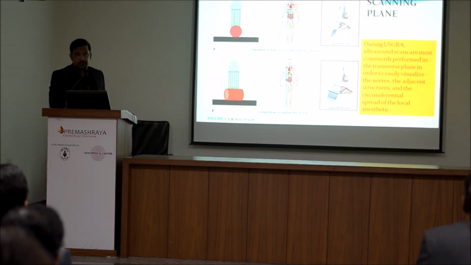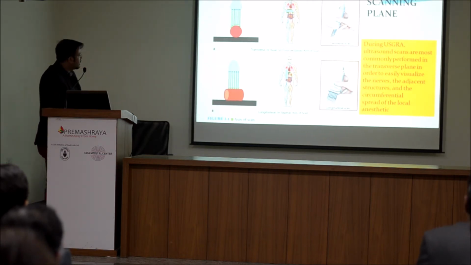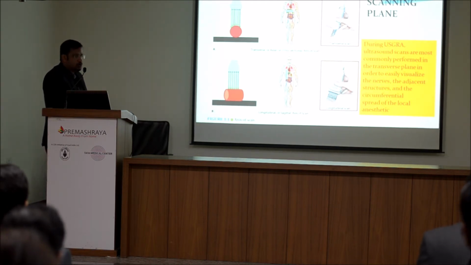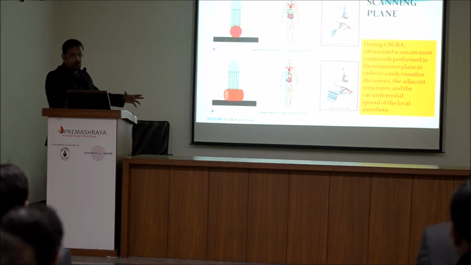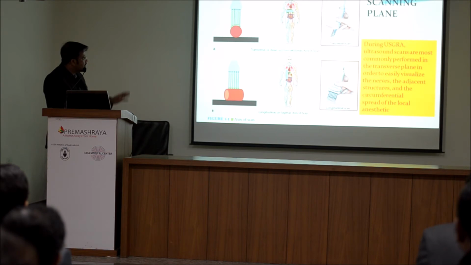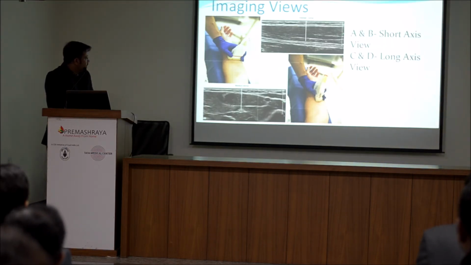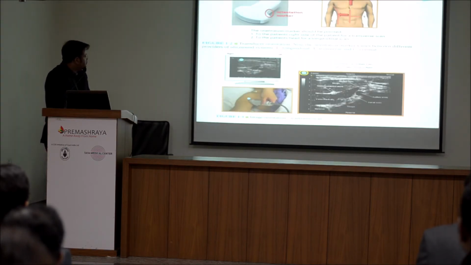Scanning plane. In ultrasound regional anesthesia, maximum scans are done in a transverse or axial scan, because the advantage is it is easy to visualize the adjacent nerve, the structures and the spread of local anesthetic. So maximum blocks are done in a transverse scan. So maximum blocks are done in a short axis, right?